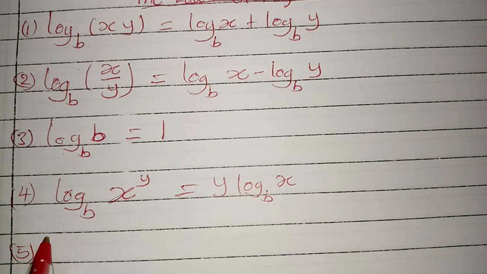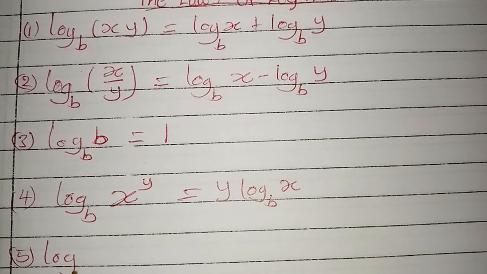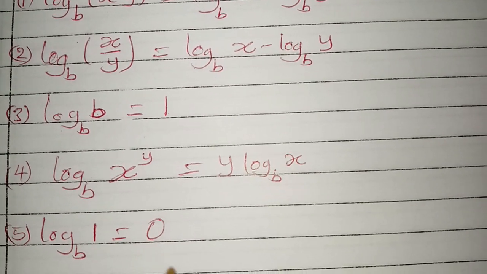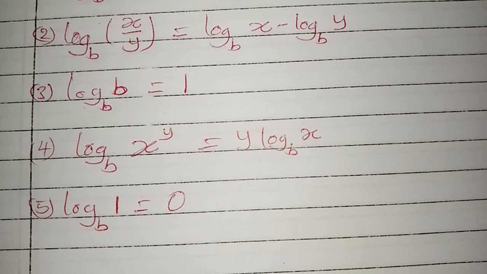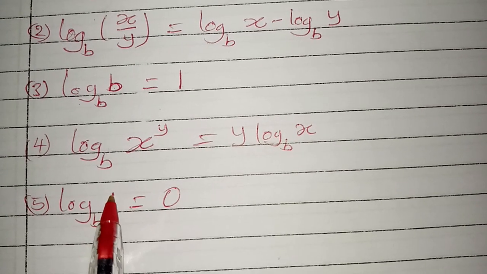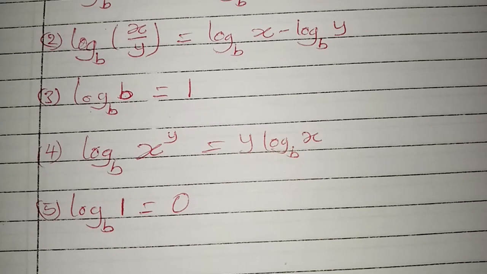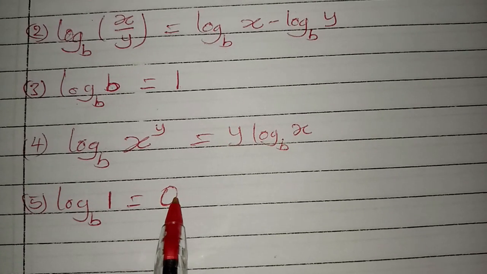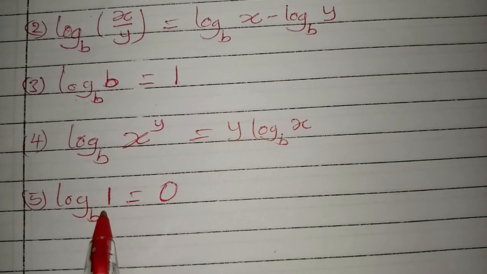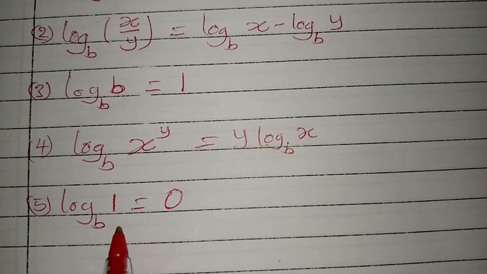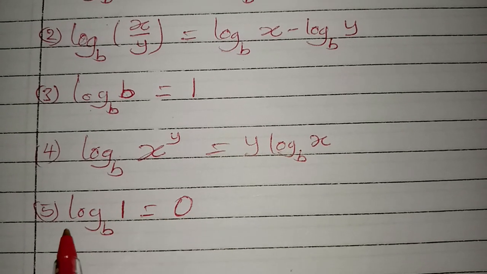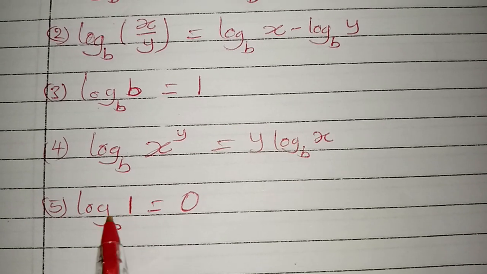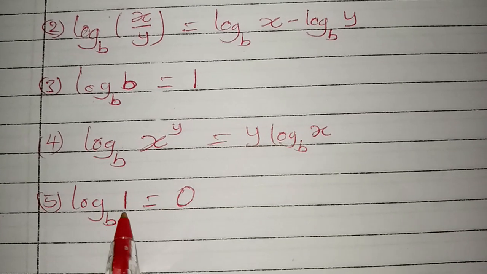Then we have the next one, which is 5. If you have log base b of 1, it is equal to 0. So log of 1 to the base of any number is always equal to 0. If you have log 1 to the base 100, you still get 0. Log 1 to the base 5 is still 0. Log 1 to the base 10 is still 0. So that's what it means.